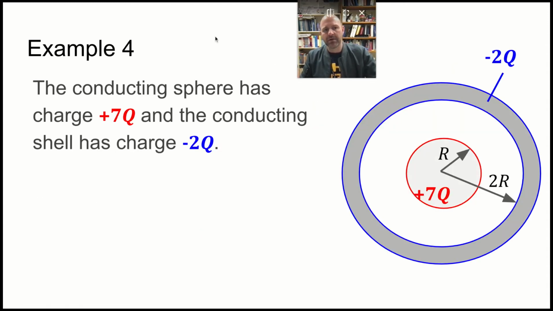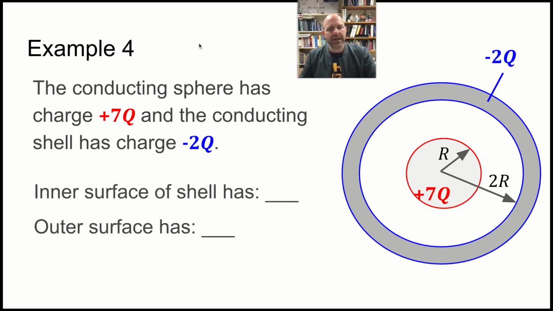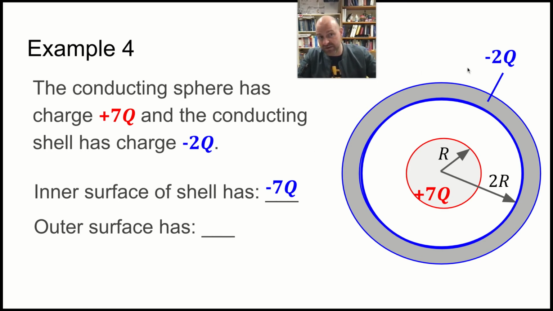Another example, positive 7q, negative 2q. Right? The inner surface of the shell must have the same amount of charge, but opposite, so it has to be a negative 7q. But if there's a negative 7q and the net charge on the shell is negative 2, we need a positive 5 added to that negative 7 to get negative 2q in total.